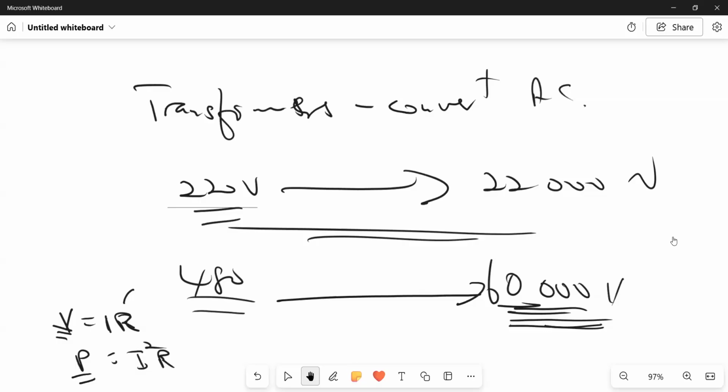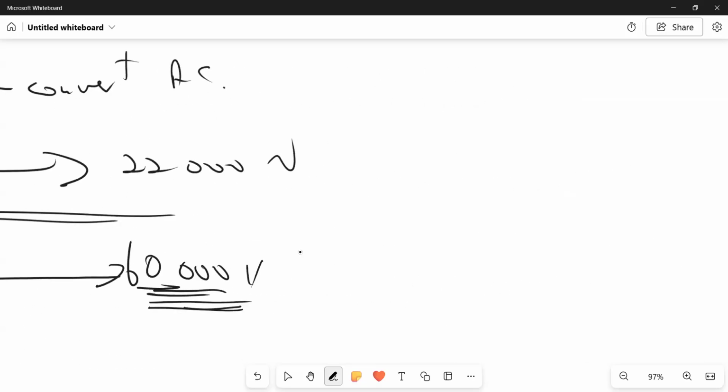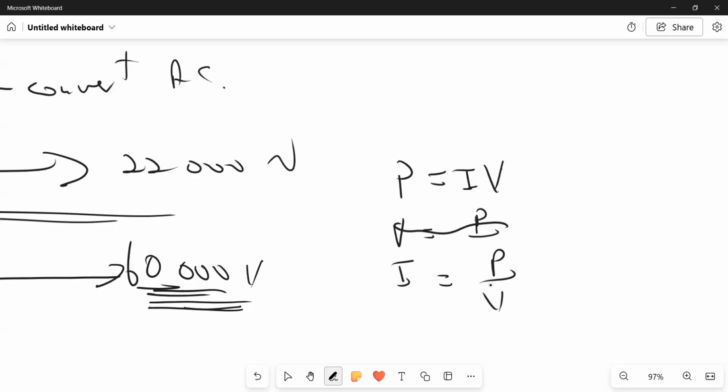I think I used the wrong formula. P equals IV. This is the one I want. P equals IV. So if you were to take this now, I is equal to P over V, yes.